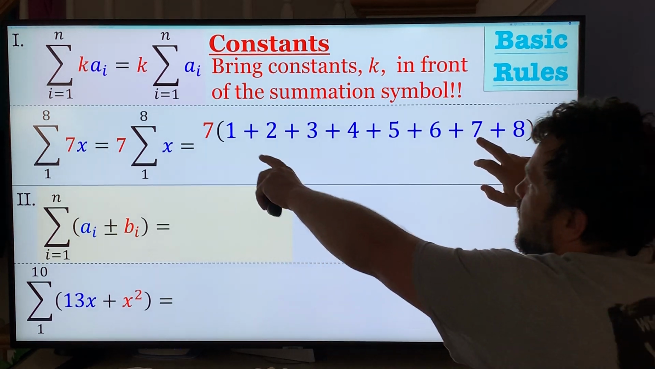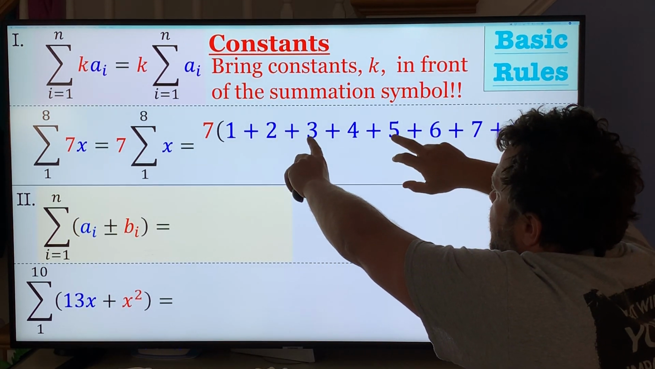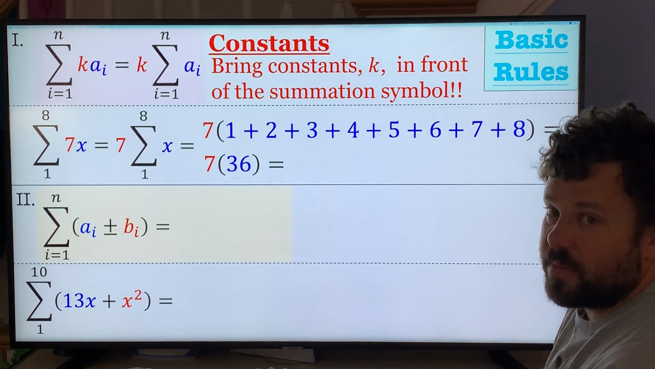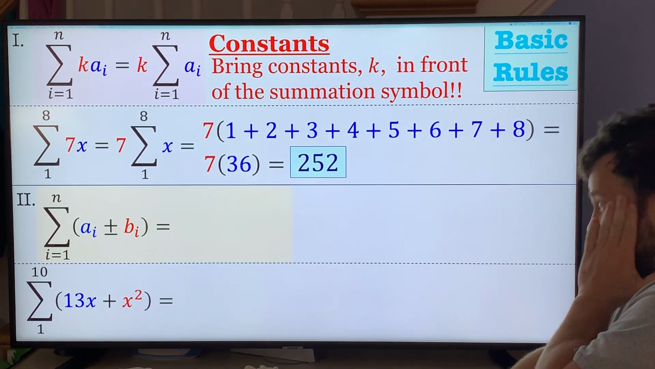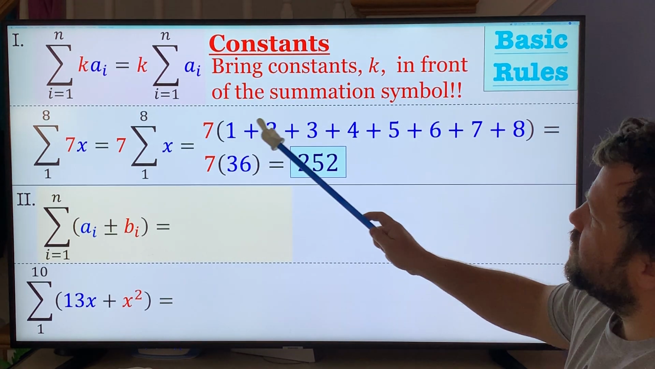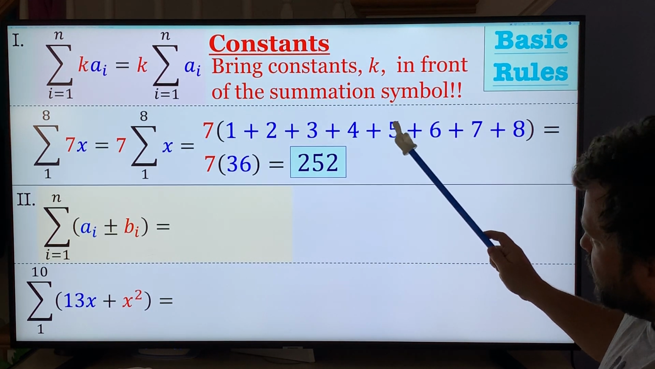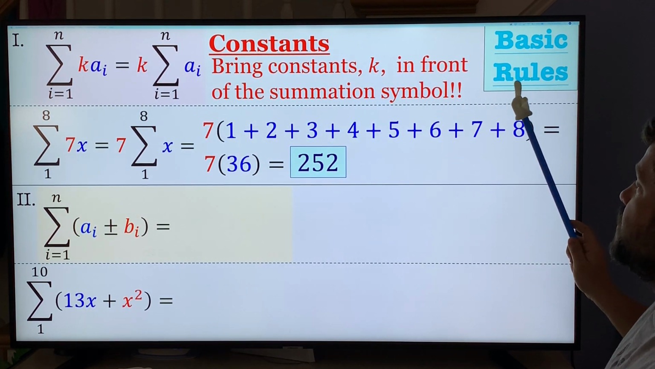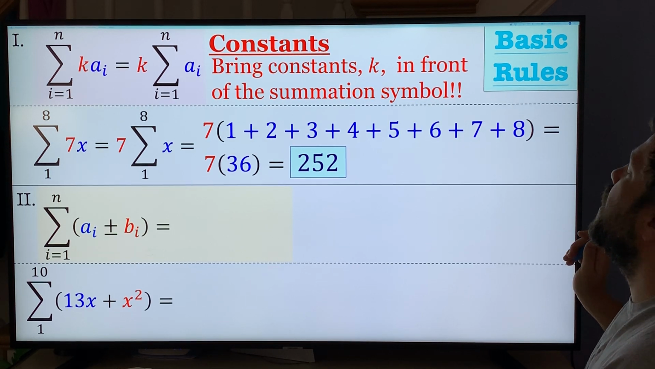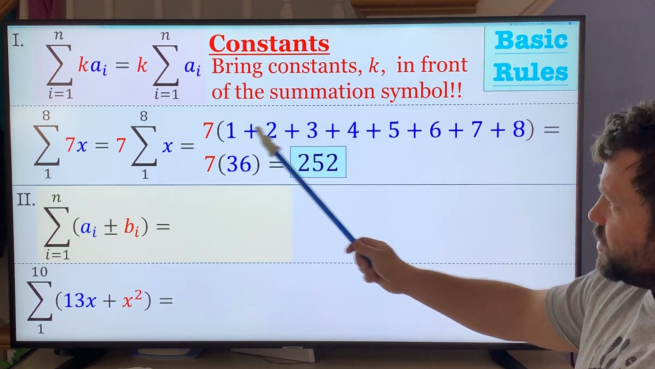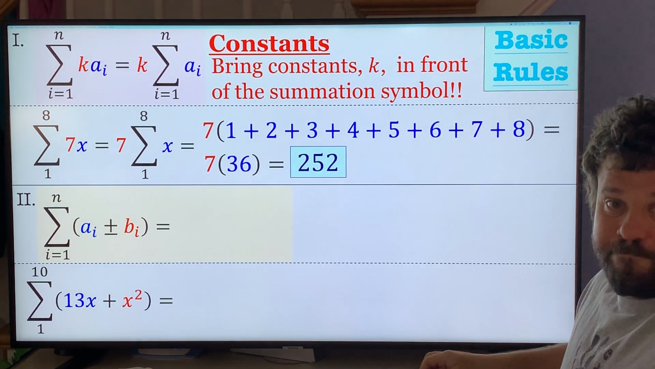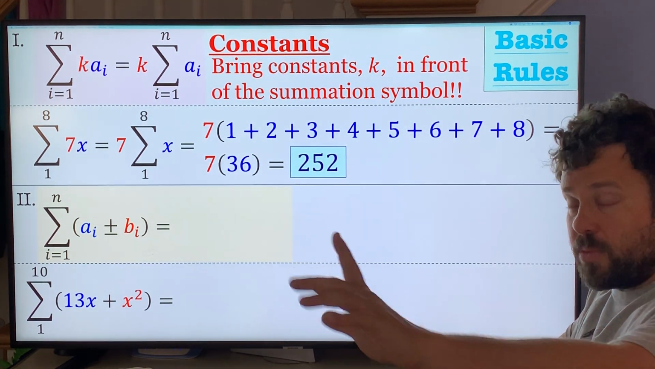8 plus 8 plus 8 plus 8 plus 4. Makes it easier for my head. It's 36. 7 times 36 is 252. Can you do 7 plus 14 plus 21 plus 28 plus 35 plus 42 plus 49 plus 56 and get the same answer? Of course you can. But why would you want to do all that when you can just do this? Right? Rule number 1 to save you a bunch of time.